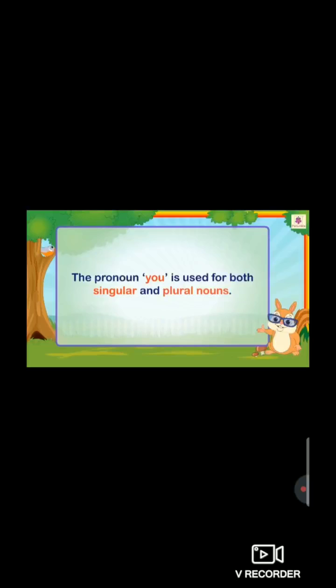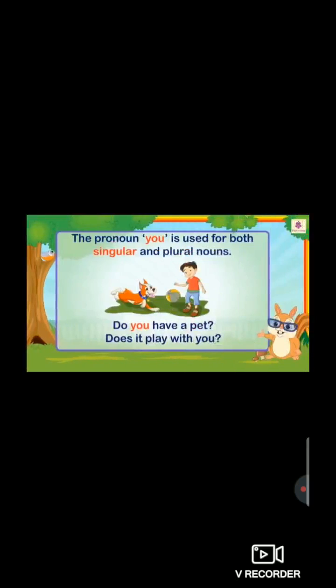So now here the pronoun you is used for both singular and plural nouns. Students, as I told you, singular means one and plural means more than one. Singular words mean one person, one thing. And more than one person or thing, we call plural. So here are some examples. The pronoun you is used for both singular and plural nouns.